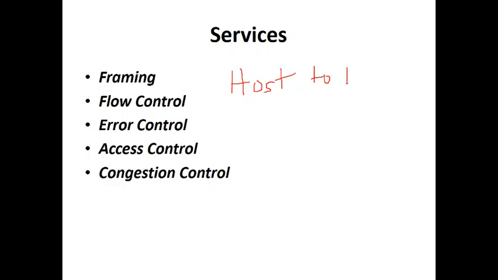Host to host delivery. Normally, whenever we take a message from one device to another device, the message has to travel through so many devices. That is why every device has to communicate the message to the next device. So this host to host communication happens because of the data link layer. That is the first service given by the data link layer.